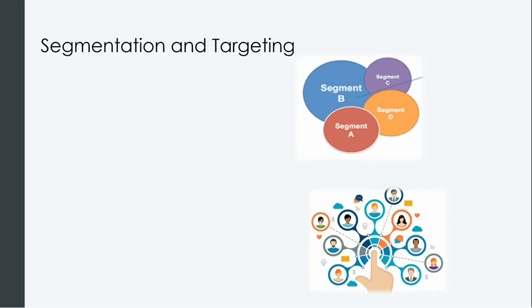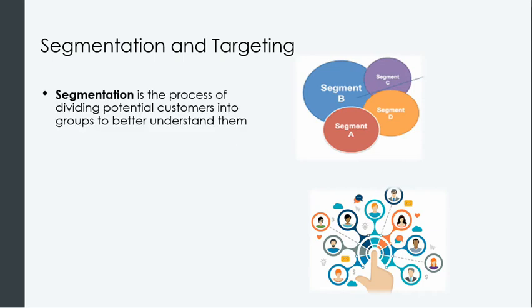So as we discussed before, segmentation and targeting, and we will define them again. Segmentation is a process of dividing potential customers into groups to better understand them. As you see here in the picture, segment B, segment C, segment A, segment D. You have to divide your customers or your market into specific groups.